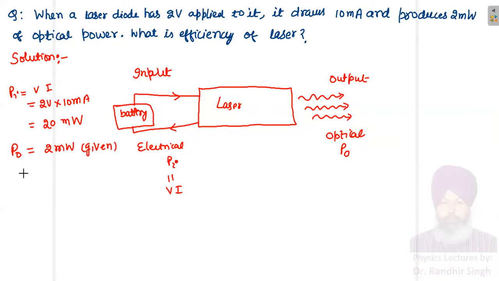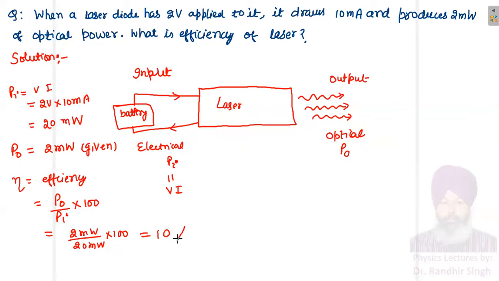So what is the expression for efficiency? Eta, efficiency. I guess you know this expression. It is the ratio of output power to input power. This is the fractional efficiency. If you multiply it by 100, it will become percentage efficiency. That will be equal to 2 milliwatt upon 20 milliwatt into 100, which becomes 10%. This is the value of efficiency of the given laser.